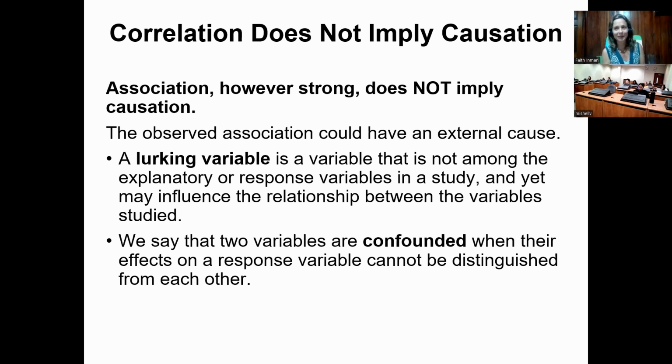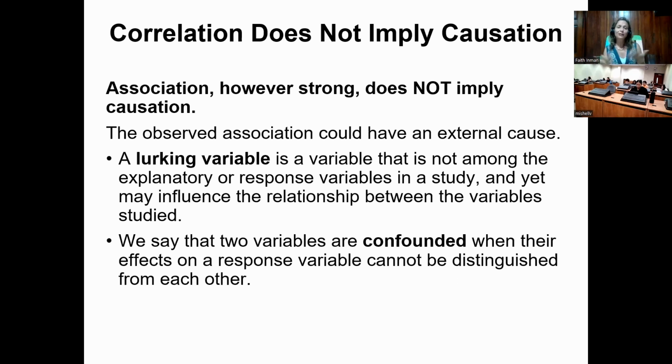Correlation does not imply causation. This is something that's really important to understand. The association, however strong, does not imply causation. Even with regression, where our goal is to predict, we don't necessarily know that just because we can calculate a predicted Y for every level of X, it doesn't really mean that X caused Y. We just know that they change in this pattern. The observation could have another cause, a completely external factor.